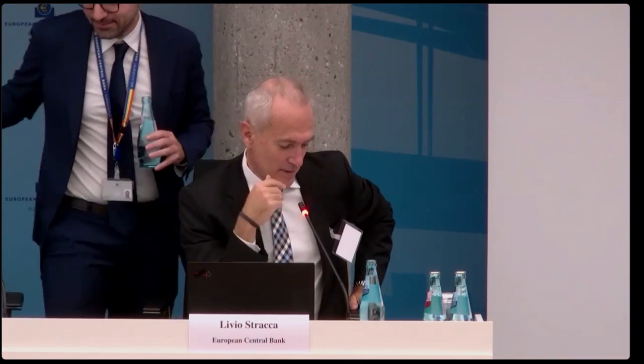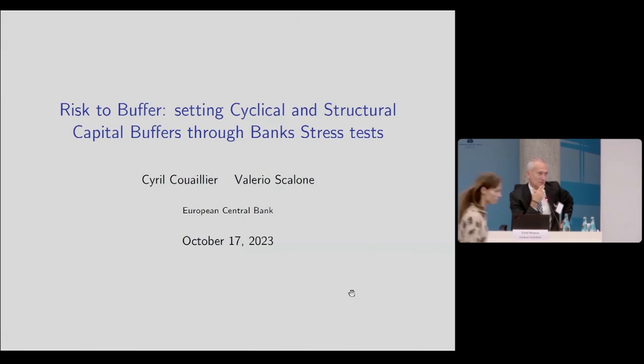The paper is called Risk to Buffer, Cyclical Signal and Structural Capital Buffers Through Bank Stress Tests. So it seems super relevant for the discussion we just had in the first part.